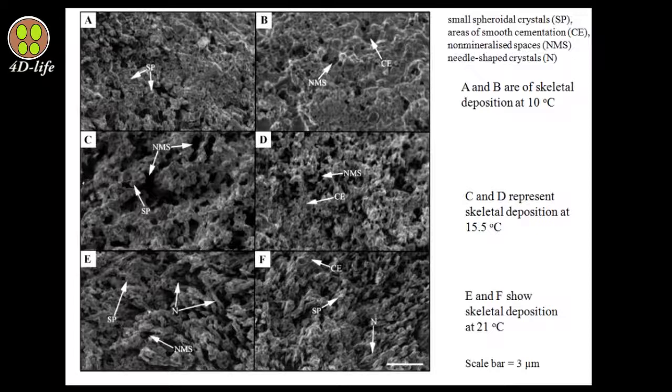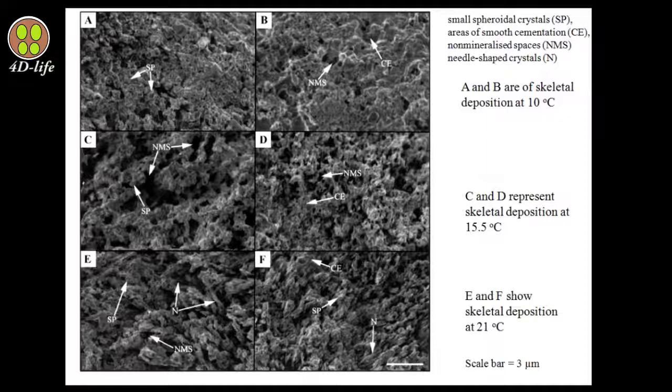A and B are the skeleton deposition at 10 centigrade, at 1200 and 2400 hours respectively. C and D represent skeleton deposition at 15.5 centigrade, at 1200 and 2400 hours. And E and F show us skeleton deposition at 21 centigrade at 1200 and 2400 hours.